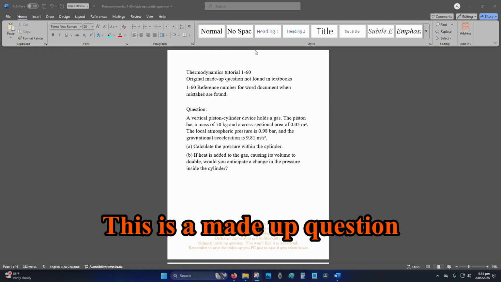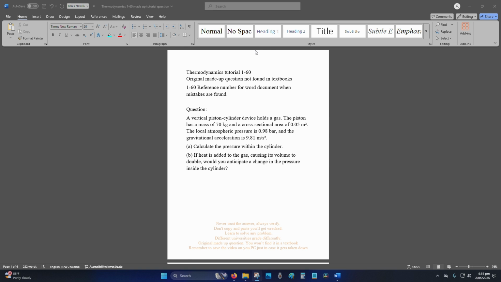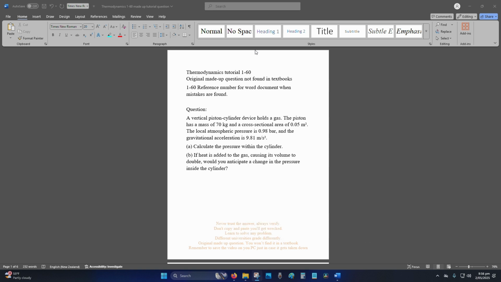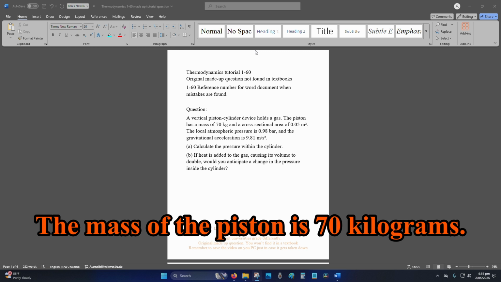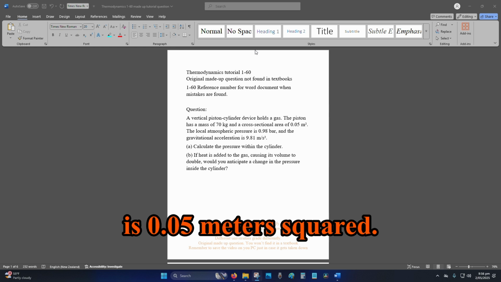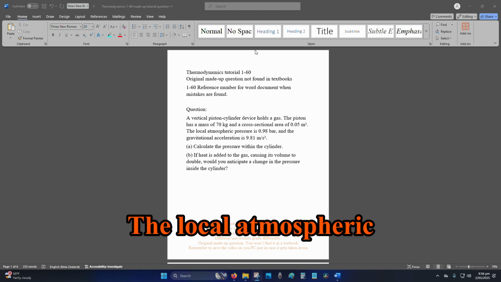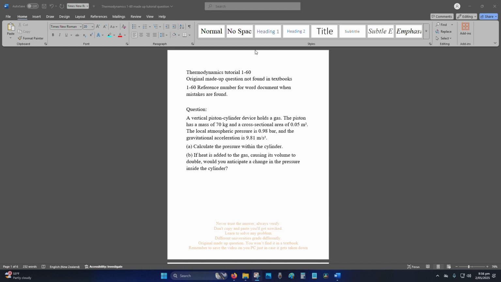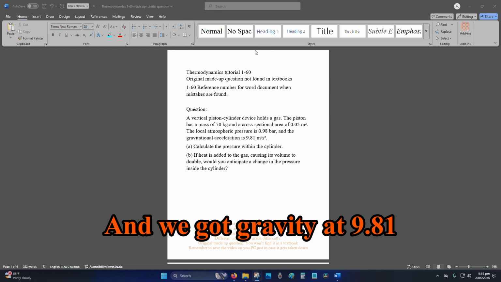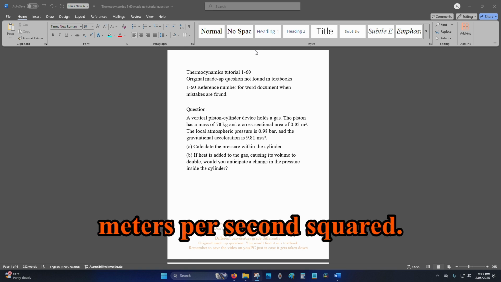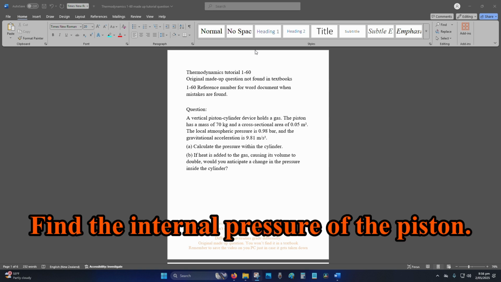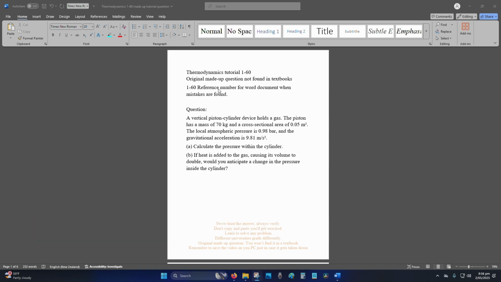This is a made-up question not found in your textbooks. We have a piston cylinder device holding gas. The mass of the piston is 70 kilograms. The cross-sectional area is 0.05 meters squared. The local atmospheric pressure is 0.98 bar. And we've got gravity at 9.81 meters per second squared. Find the internal pressure of the piston.